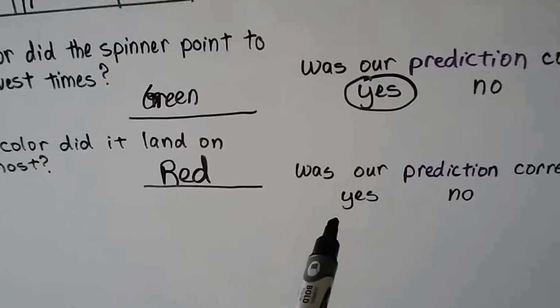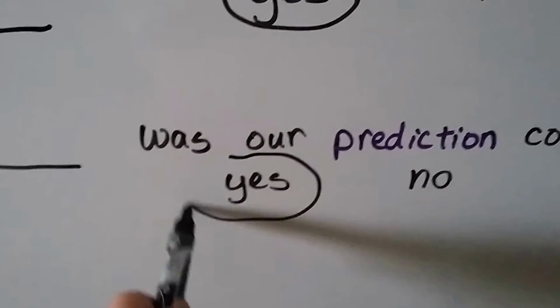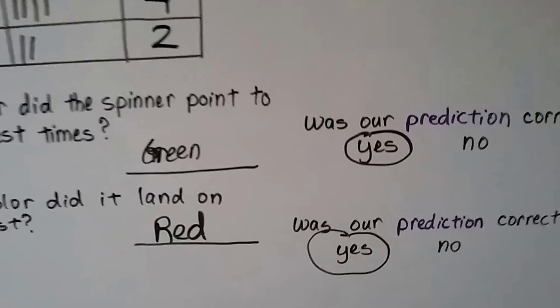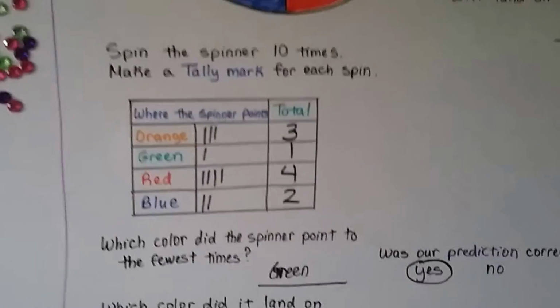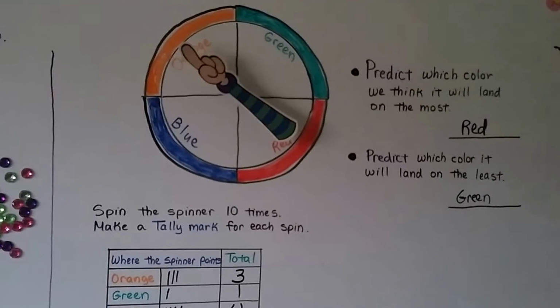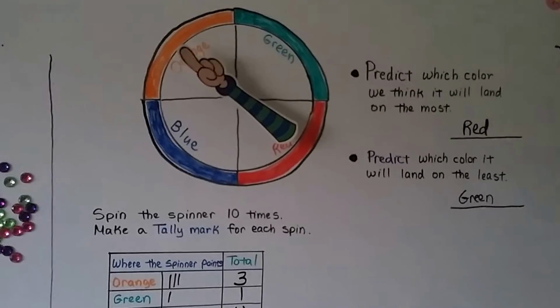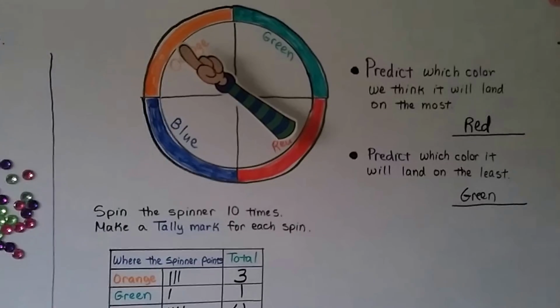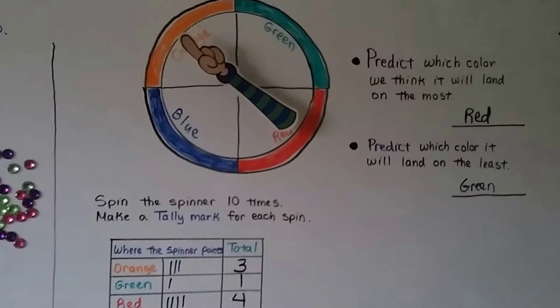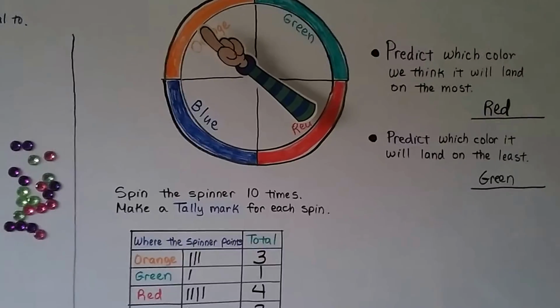Was our prediction correct that it landed on red the most? Yeah, that's what my prediction was. That's what I was guessing. So yes, I got lucky. Because it won't always be our prediction, because our prediction is just a guess and we don't know where it's going to land. So you can make your own spinner with a paper clip and some cardboard. Or if you have a spinner from a game that you can use, you can make a tally chart and see what colors you land on and make a tally mark for each one. And you can make predictions, okay?